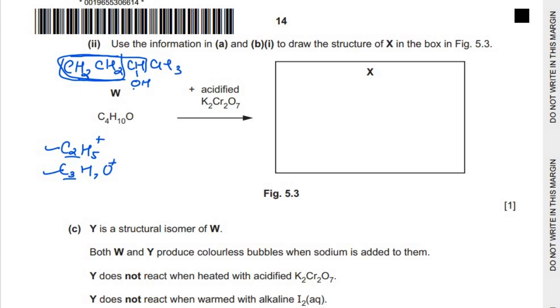Now if it's a secondary alcohol with the formula C4H10O, and if it is oxidized with acidified dichromate, then the secondary alcohol changes to a ketone. So this is how we can draw the structure. Yes, this is how we draw the structure of a ketone, where the alcohol is a secondary alcohol with OH on the second carbon, so the ketone carbonyl group goes on the second carbon atom. Okay, let's see what's the next part.